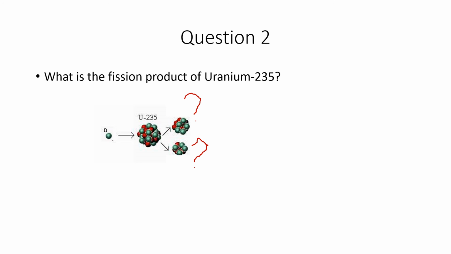Do you have any idea what the daughter products of the fission of uranium-235 are? Actually, the first one is barium-141 and the second one is krypton-92. These are the fission products of uranium-235, and then the process will repeat. That's the last question. Congratulations for answering this correctly.